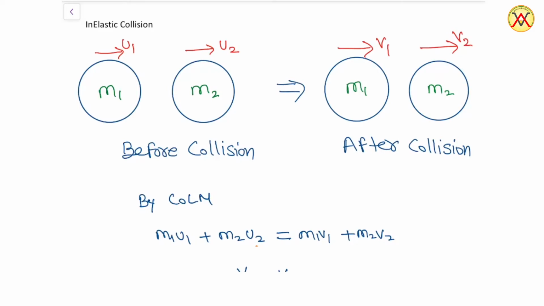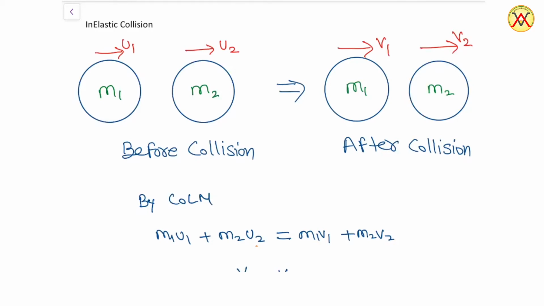Hello friends, today we are going to study about inelastic head-on collision. In the previous lecture we studied elastic collision, where kinetic energy before collision is equal to kinetic energy after collision, as there was no energy lost in deformation. But in the case of inelastic collision there is some permanent loss of kinetic energy, and this loss is due to the deformation of the colliding bodies.